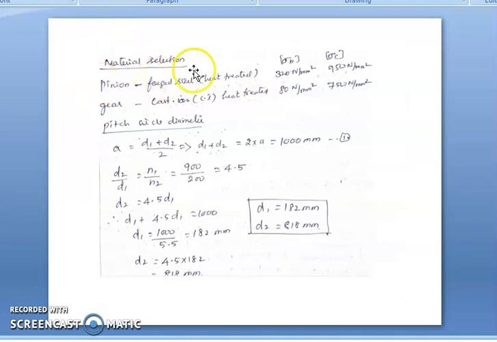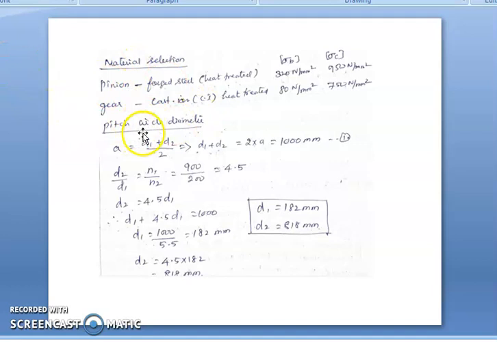Similarly, the material selection. Here there are no restrictions for the material selection, so we can choose as in the previous problem. For the pinion material, forged steel heat treated, and for the gear we can select cast iron. So sigma B and sigma C are similarly selected from page number 8.26.